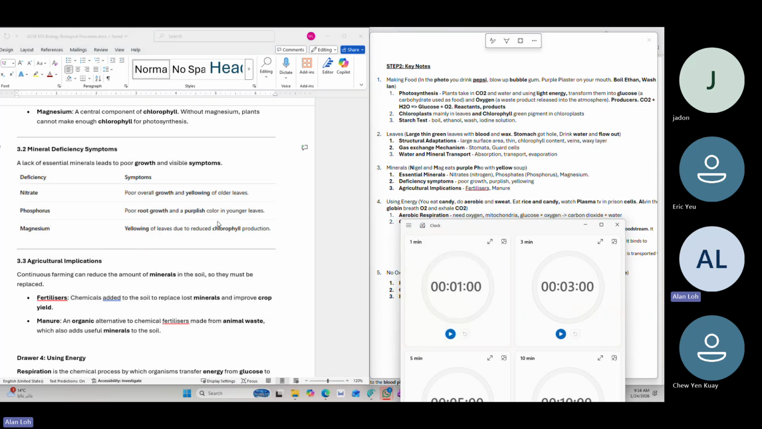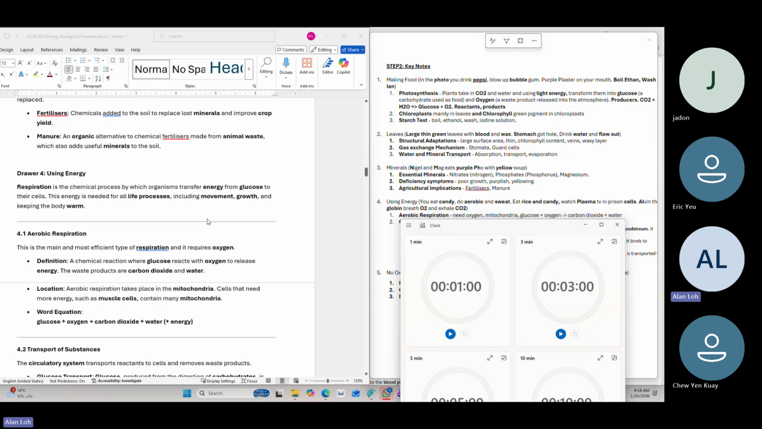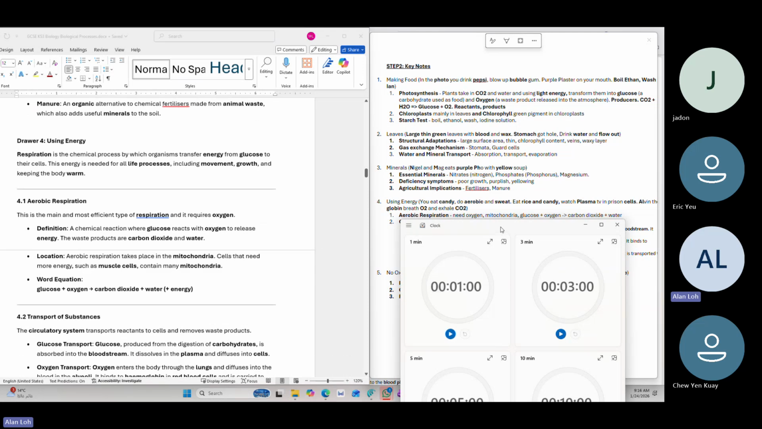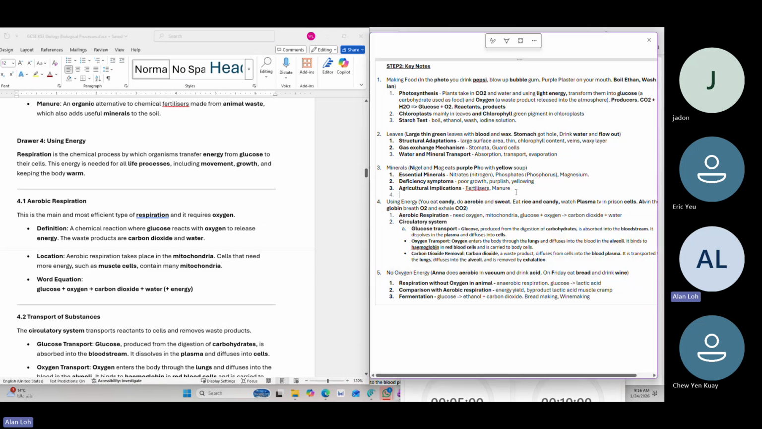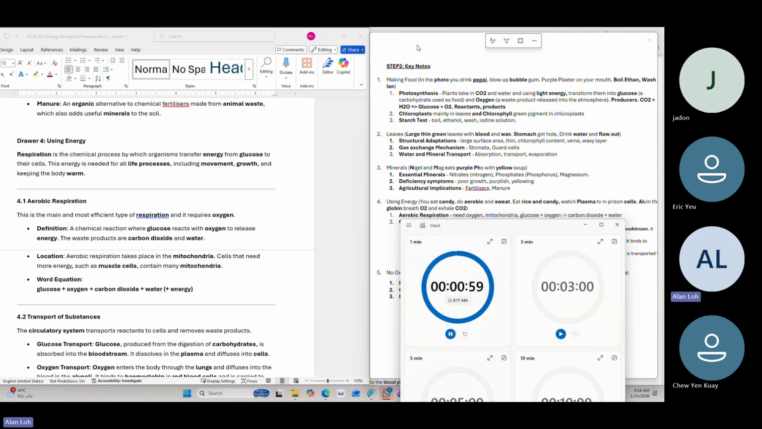All right. Drawer number 3 is done. We are moving to drawer number 4. Before we move to drawer number 4, let's take 1 minute quickly to read back this part. Let's do it now. This part.